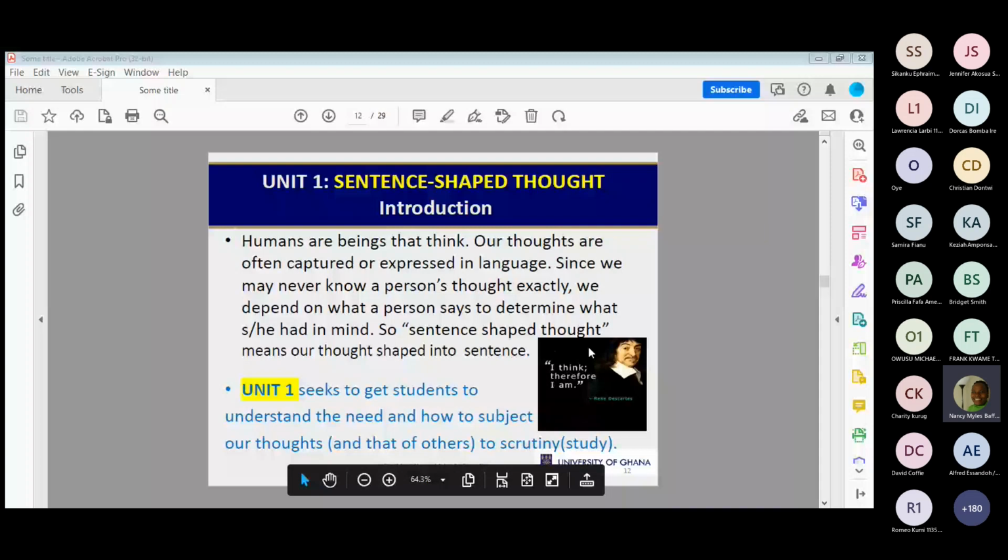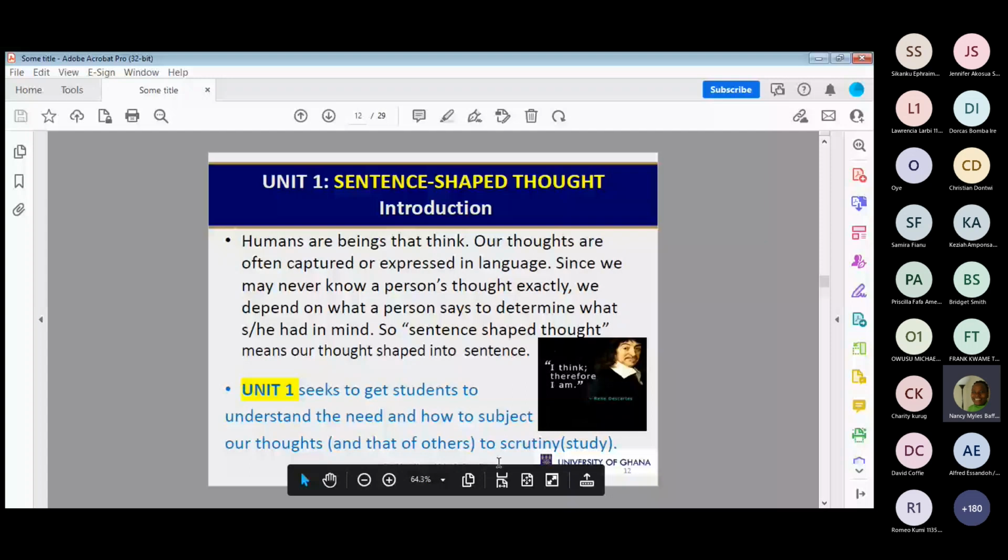recording for you. All right, so on the screen now we see sentence shaped thoughts. We have just been told that every time we speak, our sentences shape our thoughts. What we have in mind is what we capture in our speech. I think, therefore I am. This is from Descartes. Those who do philosophy, you meet him in your level 100 and 200. But if not, don't worry. He's a Frenchman, and that's a wise saying he said once.